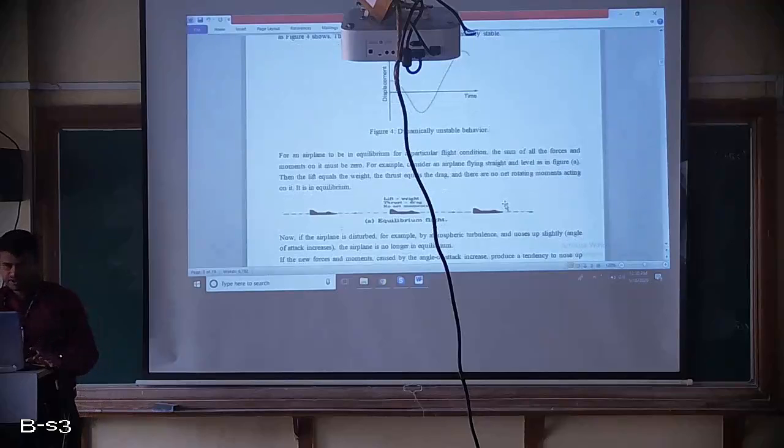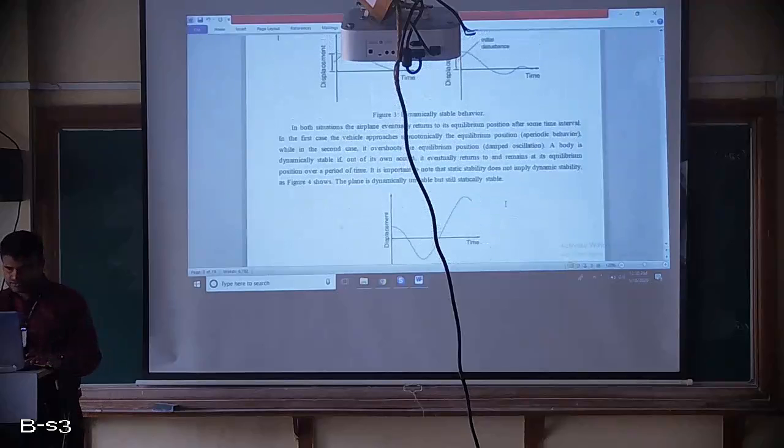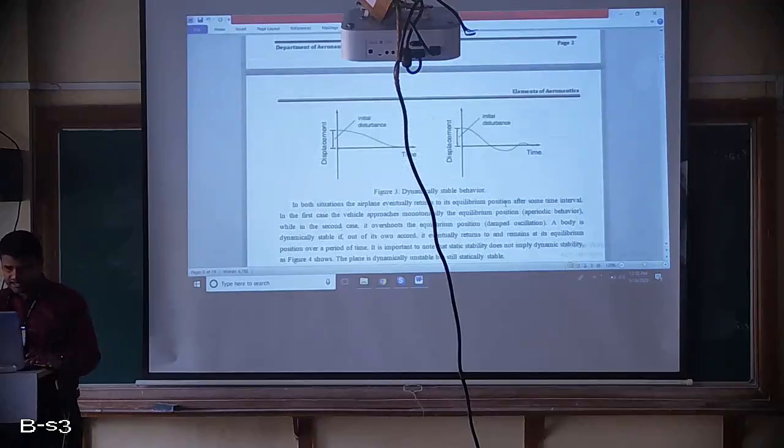Let's see how the dynamically stable behavior looks like. We can see here two different graphs, one is displacement versus time, and again this is displacement versus time. So what will happen in dynamic stability? Initially the disturbance is here, and as the time increases, it will come back to its original position, the stability.